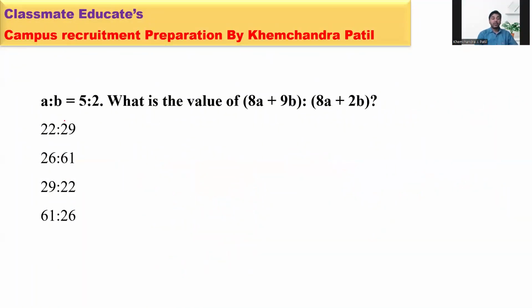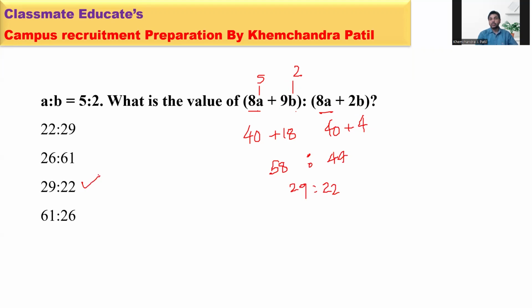Now, let us take this question which is on ratio and proportion. A is to B is 5 is to 2. Find the value of 8A plus 9B is to 8A plus 2B. Now here just plug in the value of A as 5 and B as 2. So what will you get here? 8 5s are 40. We are just putting A as 5 and B as 2. So 9 2s are 18. So this is 58. This is again 40 plus 2 2s are 4. So this is 44. Both numbers are divisible by 2. So your answer is 29 is to 22.